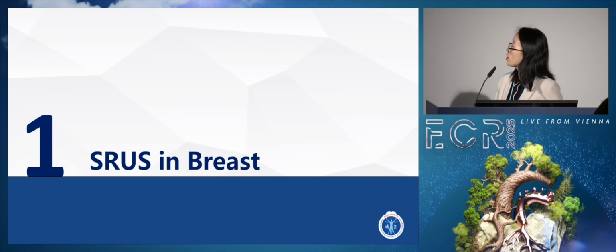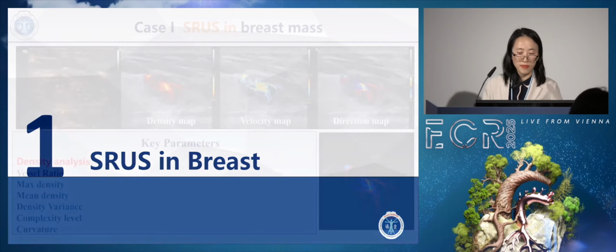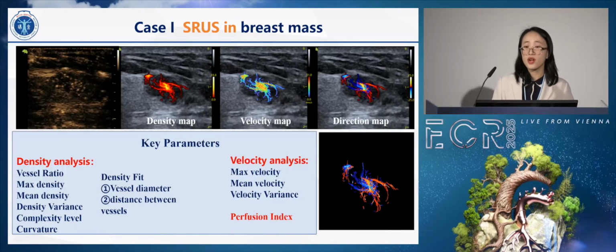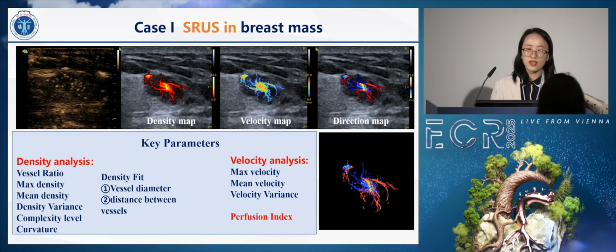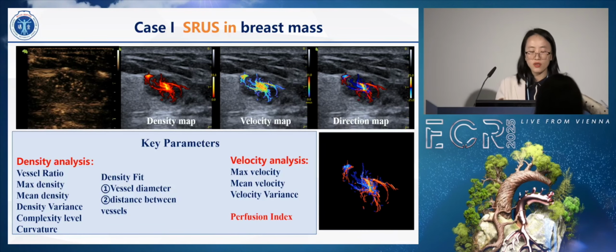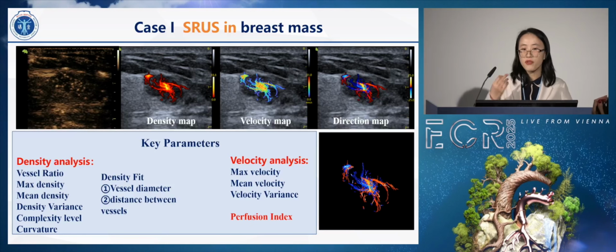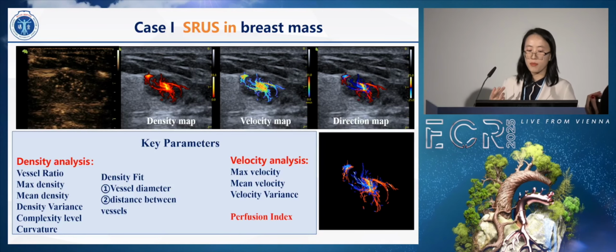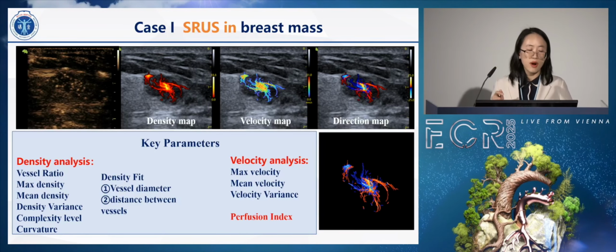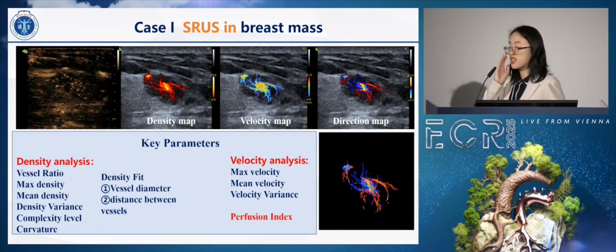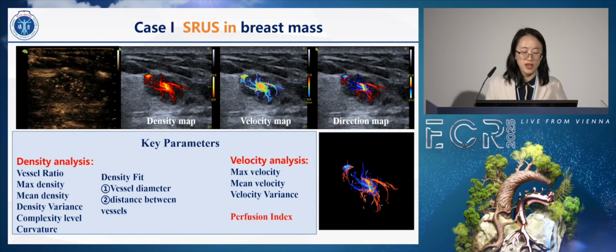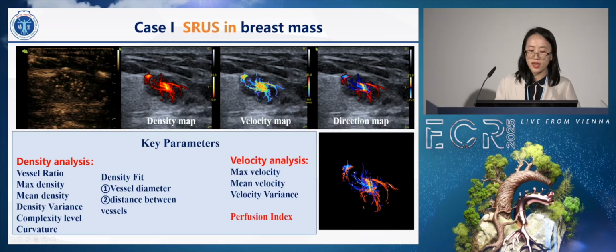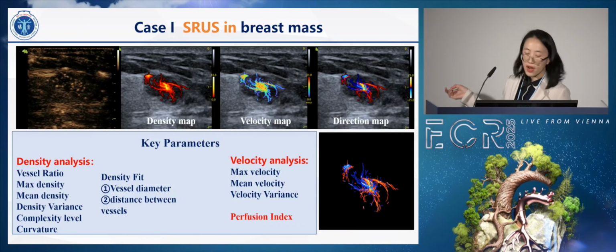Firstly, I would like to talk about SRUS in breast. As SRUS relies on contrast agent, before we acquire the URM, we need to inject the microbubble into the patient's distal vein. And when the first of the microbubble goes into the breast mass, we acquire the URM. And then the density map, velocity map, and direction map would be analyzed. And you see here, the SRUS videos would also be acquired.